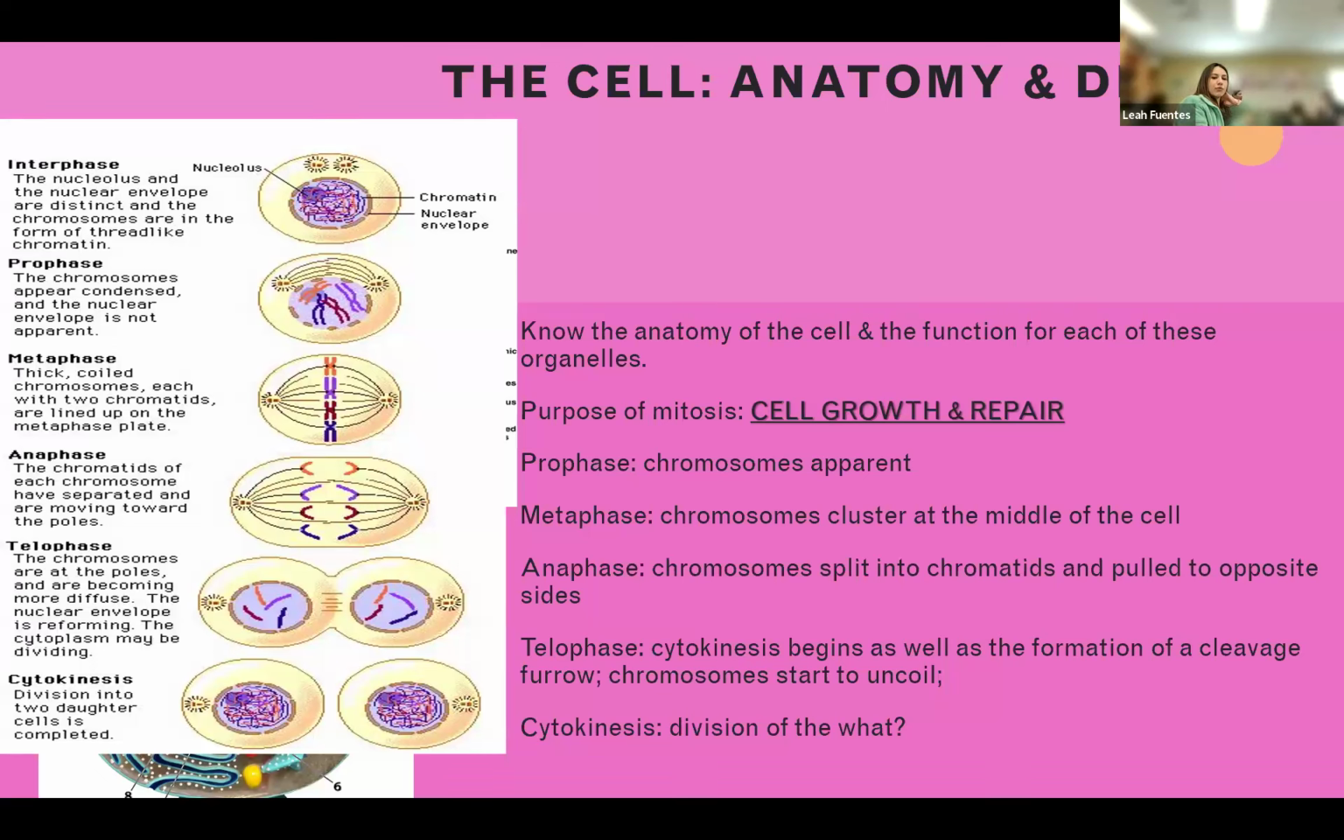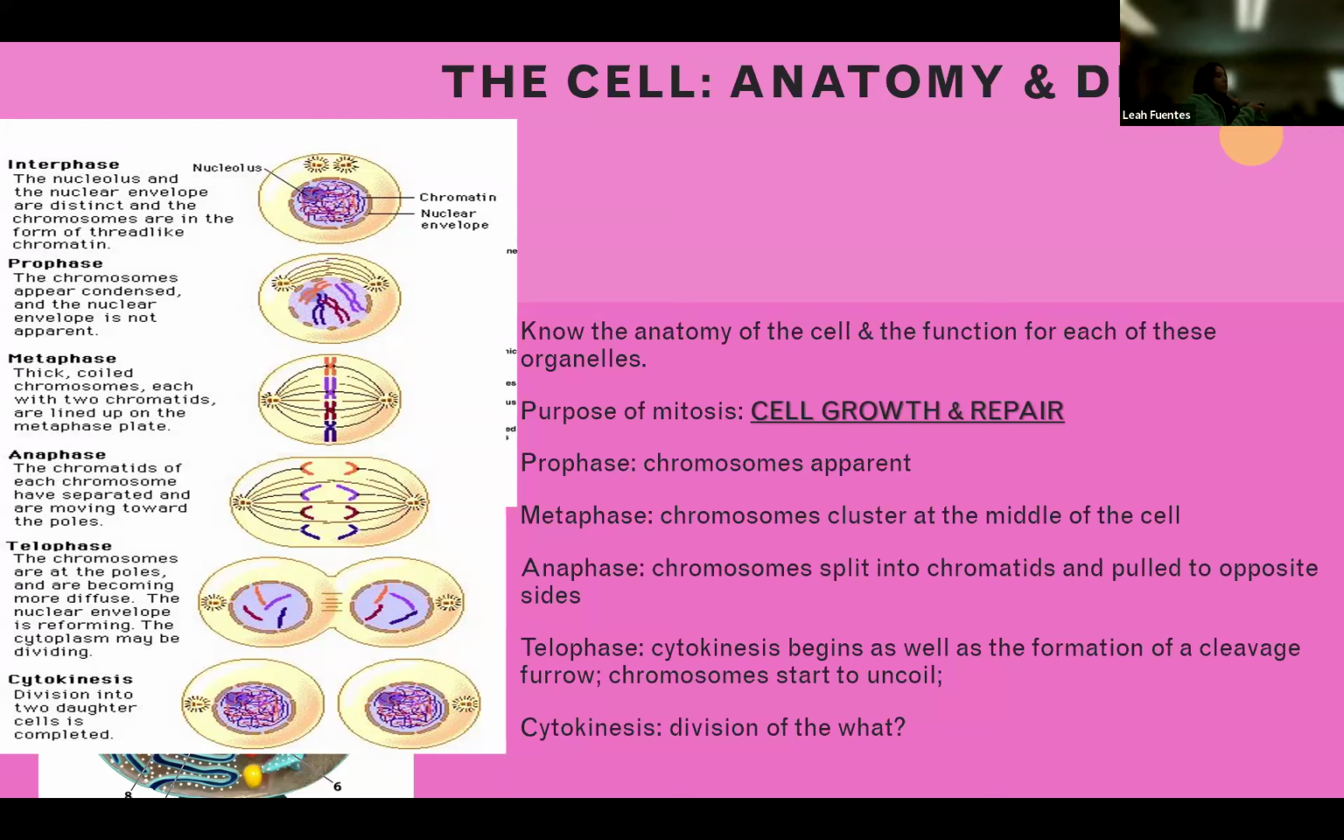And then let's go through the few stages. So a lot of students get confused with interphase and what it is. This is preparing the cell to go through the process of mitosis. It is not counted in these stages. So the 4 stages are going to be prophase, metaphase, anaphase, and telophase.